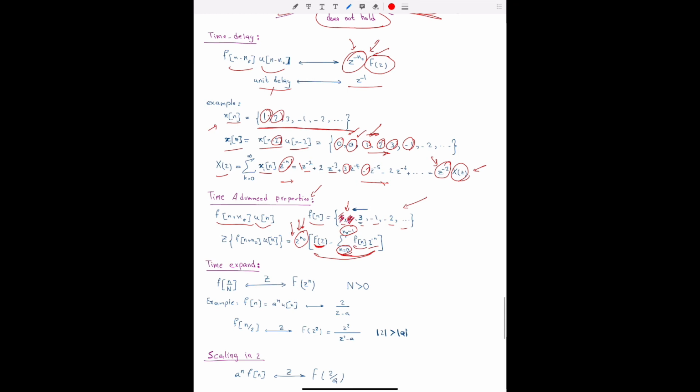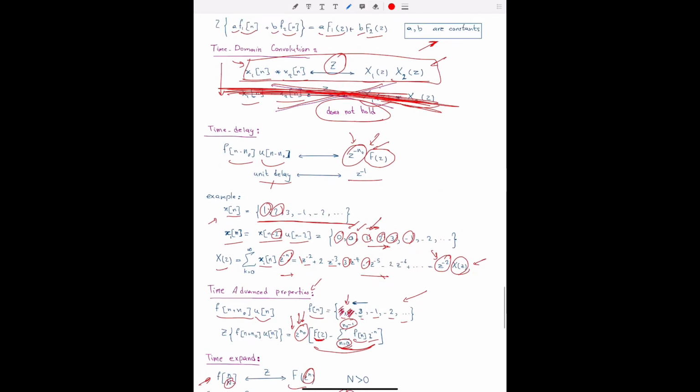Next, we have the time expansion. If we have f of n divided by capital N, we have F of z to the power of N here. And if we have a to the power of n u of n, it is equal to z divided by z minus a, which we showed as the exponential.